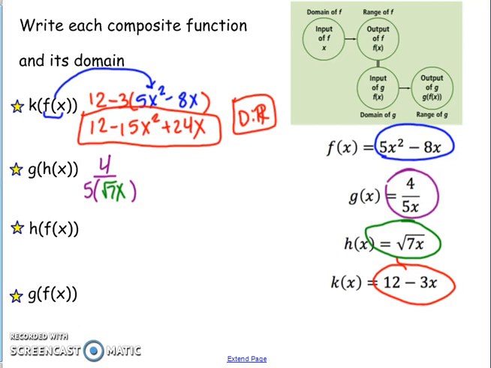So when I go to solve this, I have 4 over 5 radical 7x, which I have to rationalize. So radical 7x over radical 7x. So I get 4 radical 7x over, square root of 7x times square root of 7x is just 7x. So 7x times 5 is 35x.